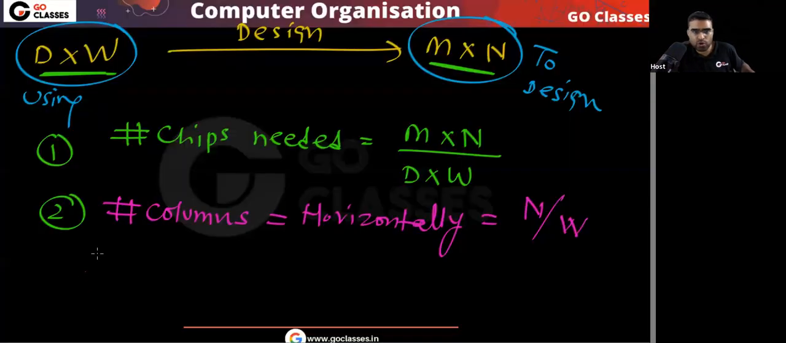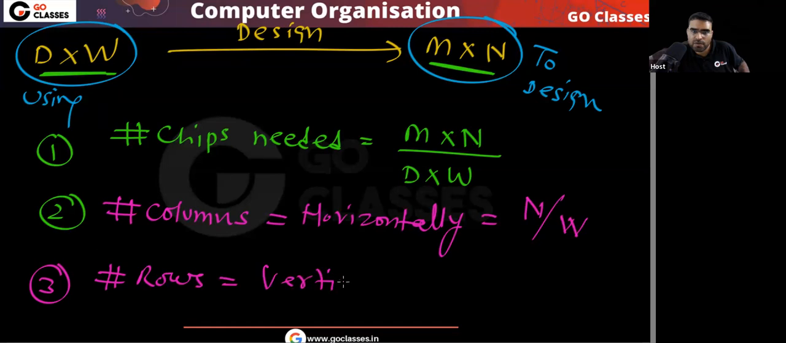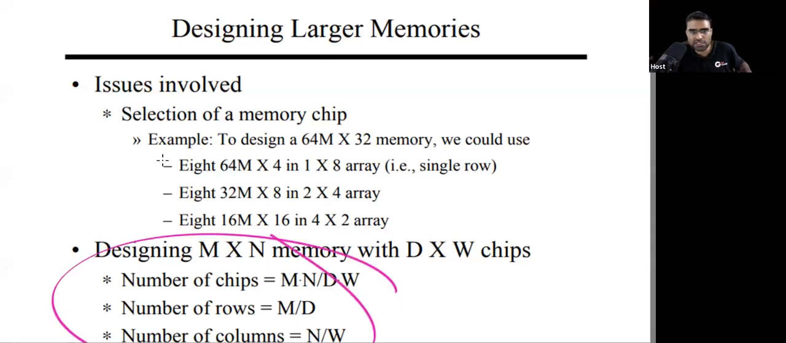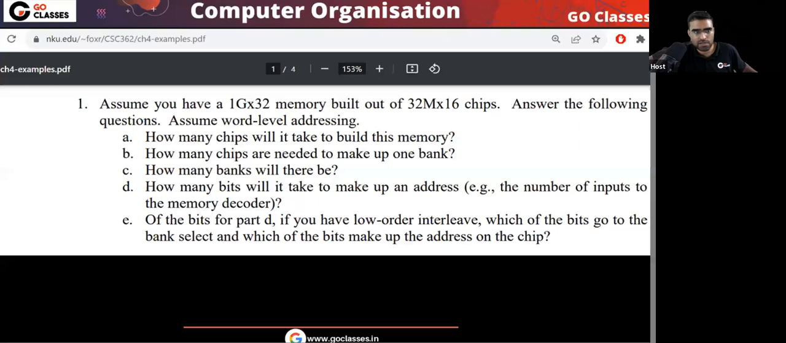And what about the number of rows? What about the number of rows? Means vertically. That will be M divided by D. So these are the formulas that are given to you. You can just see, very simple. Let's solve this question quickly.